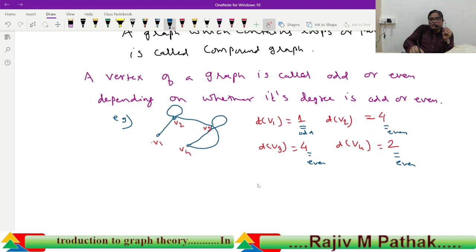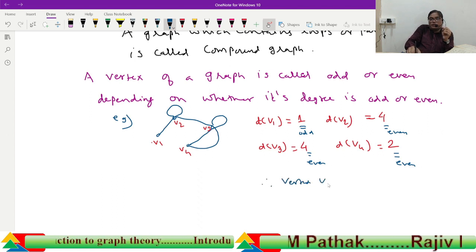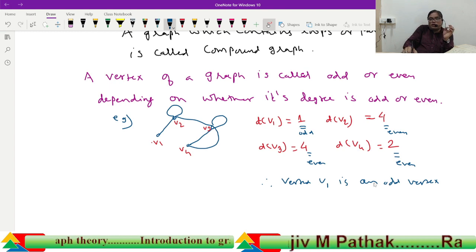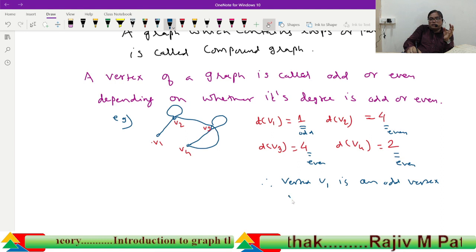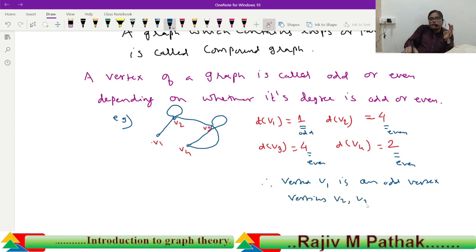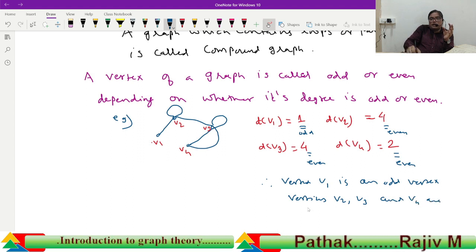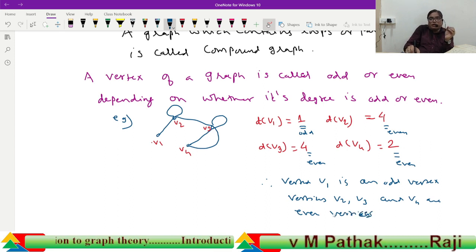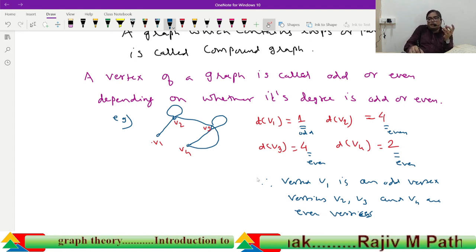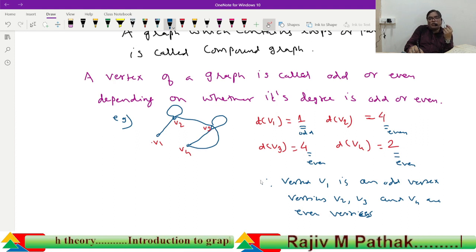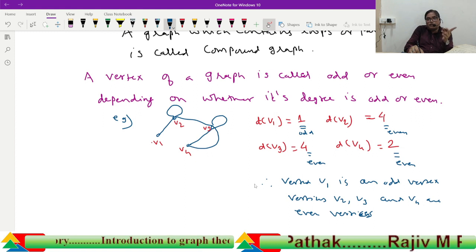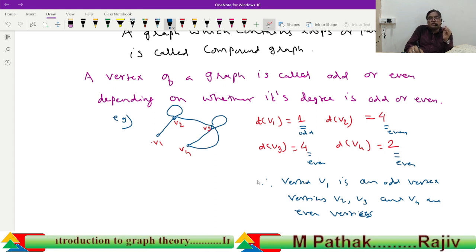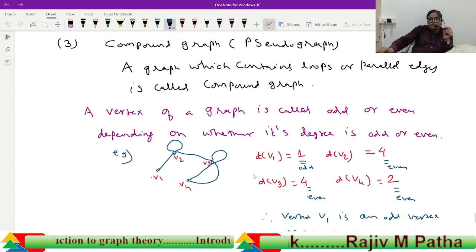Therefore, vertex V1 is an odd vertex because its degree is an odd number. Vertices V2, V3 and V4 are even vertices because their degrees are even numbers. So in this graph, vertex V1 is an odd vertex because its degree is 1, and 1 is an odd number. And vertices V2, V3 and V4 are even vertices because their degrees are even numbers. So this is the concept of even and odd vertices.